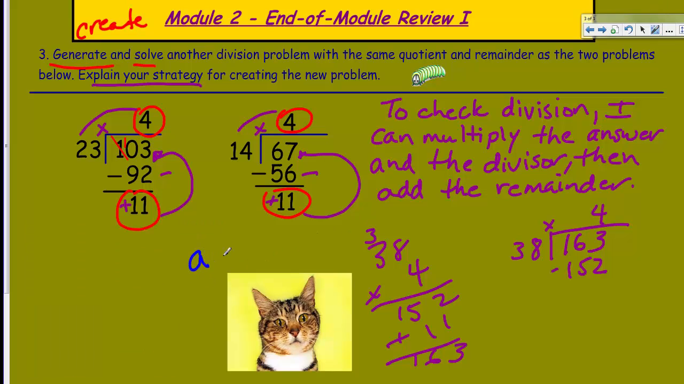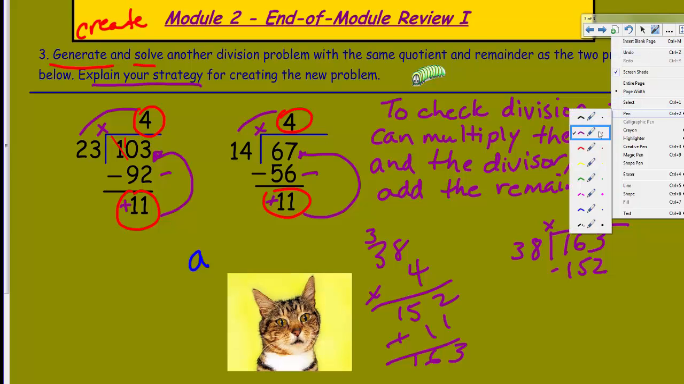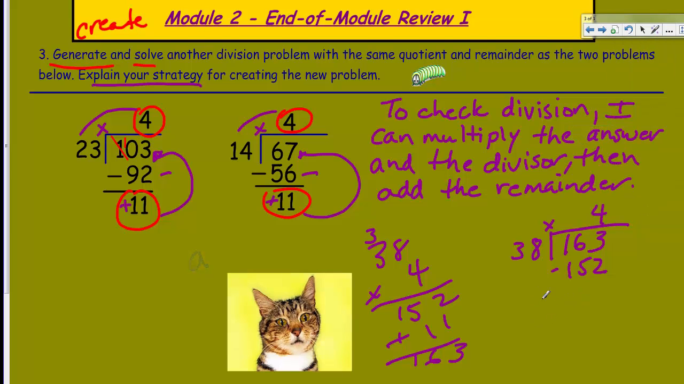Now, something that you need to realize is that we're really doing something in reverse. This is just reverse, that's all. Okay? And now if I subtract that, look what I end up getting. Remainder 11. Just like these other problems. So I found one more problem with the same quotient, same remainder. Okay? Now, of course, the divisor is different. And I did it basically like this, by doing it in reverse.